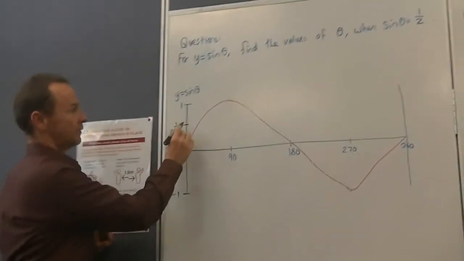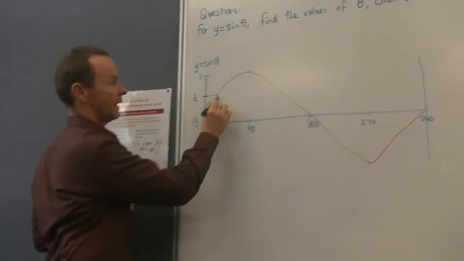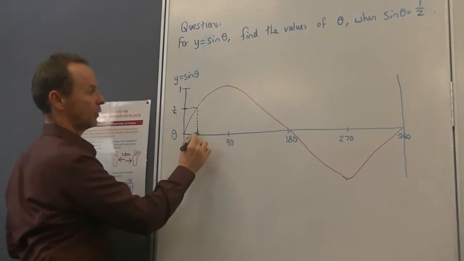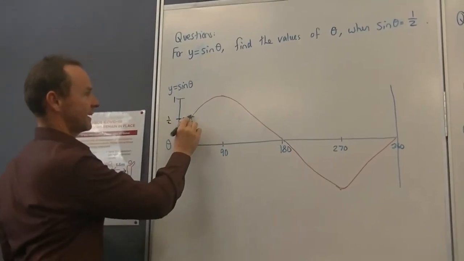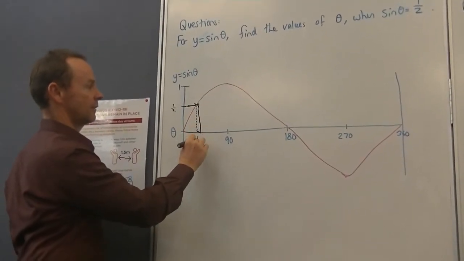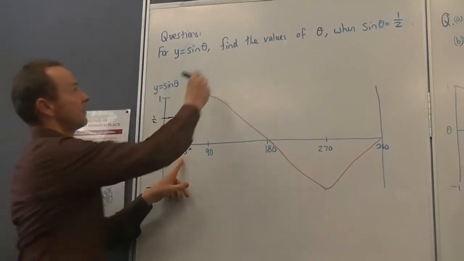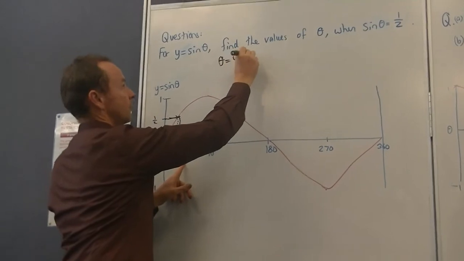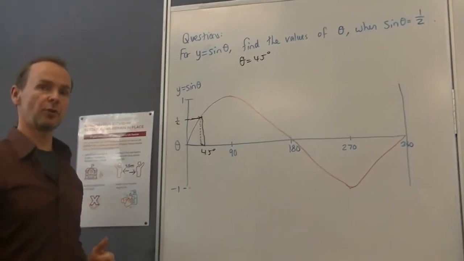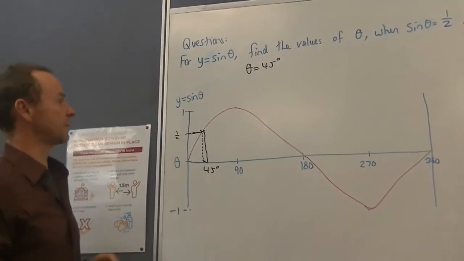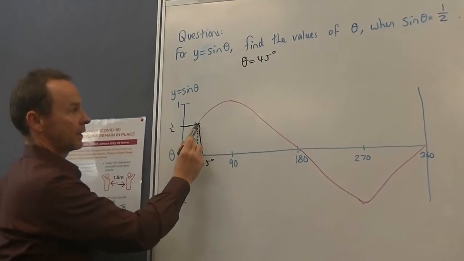So what we need to do is go across to our graph and then move down. And that value, haven't done it very accurately, but it's actually 45 degrees. So the first answer is theta equals 45 degrees. The more accurately you draw the graph, the better your result will be, of course. But the problem is we can find another solution.